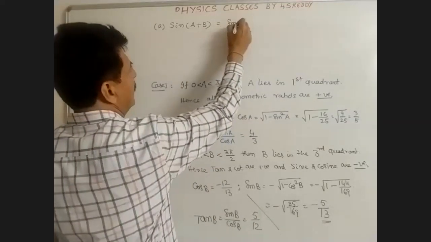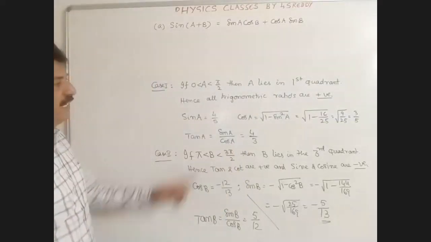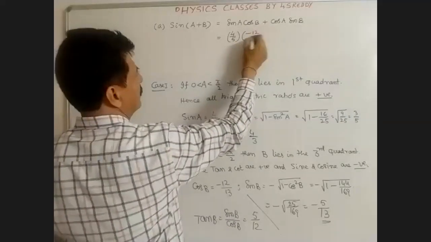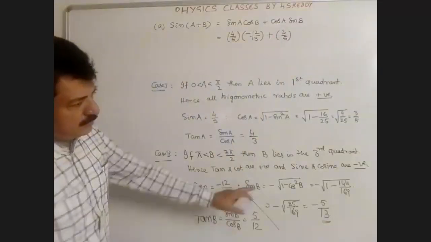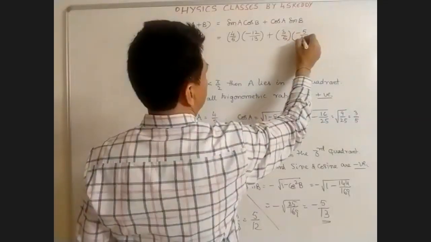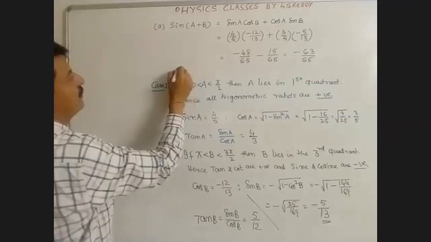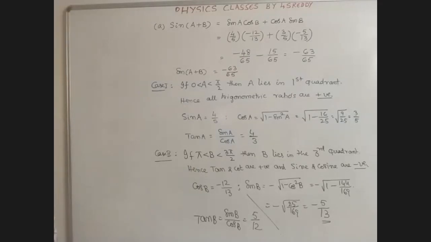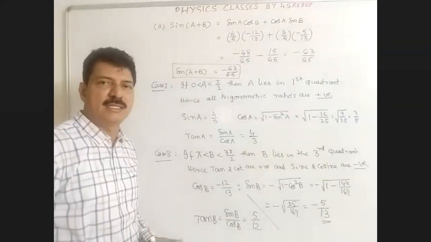Sine A plus B can be written as sine A cos B plus cos A sine B. Am I right? Then what is sine A? It is 4 by 5. Cos B, how much did we get here? Minus 12 by 13. What is cos A? 3 by 5. And what is sine B? Minus 5 by 13. Then minus 48 by 65, minus 15 by 65, minus 63 by 65. So minus 63 by 65 is the right answer.